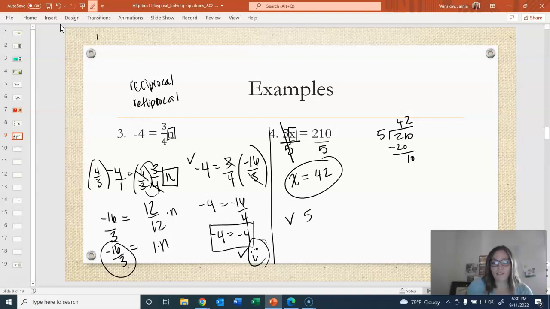Okay, let's check it. We're going to plug in 42 for x and see if that equals 210. Grab your Desmos if you want and type 5 times 42. I'm going to do it by hand over here. 5 times 2 is 10. 5 times 4 is 20. Plus 1 is 21. There it is. It's correct. I love that part.